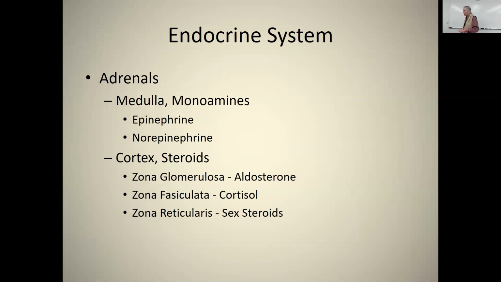Okay, adrenal glands. This is another dual gland: adrenal cortex and adrenal medulla, and they make really different hormones. The medulla makes monoamines, the same thing as biogenic amines: epinephrine and norepinephrine. That's what's made in the medulla, and they are stress hormones. They help prepare you for fight or flight, and they're stimulated by the sympathetic nervous system.